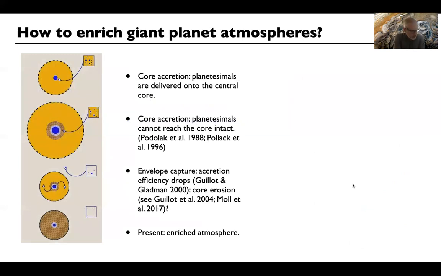There's a big question also, which is how to enrich the giant planets' atmospheres. We've seen that all giant planets in our solar system are enriched, but it's not really clear right now how you deliver these heavy elements. Of course, during the core accretion phase, planetesimals reach the central core, and so you have a very efficient process in terms of accreting these planetesimals or pebbles. Then the envelope forms, and the planetesimals cannot reach the core intact, but they'll still be deposited quite deep down into the envelope, because this is a very tenuous envelope. And then when you actually capture most of the envelope, the hydrogen and helium, what happens is that the accretion efficiency drops. And this is something we showed with Brett Gladman.